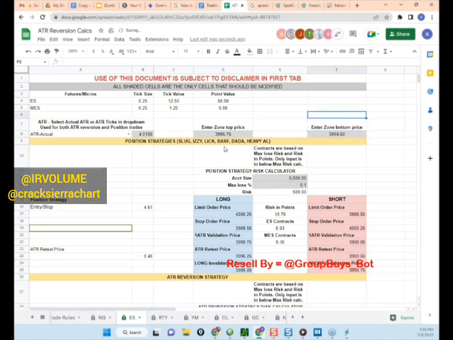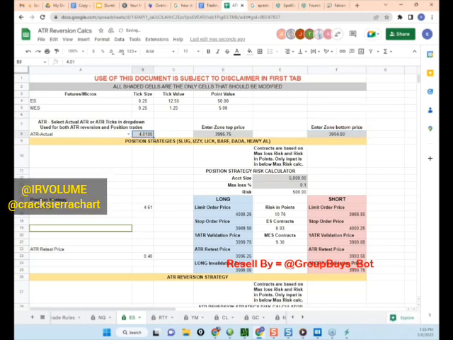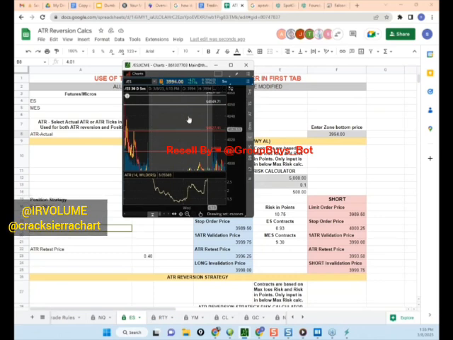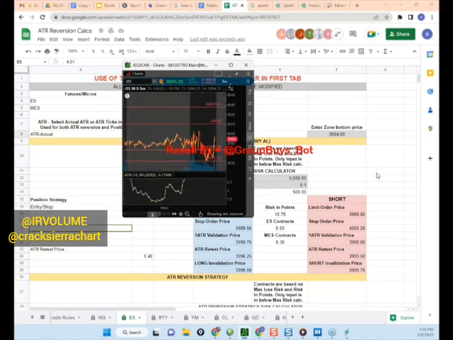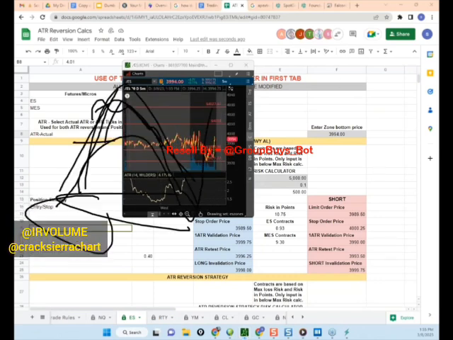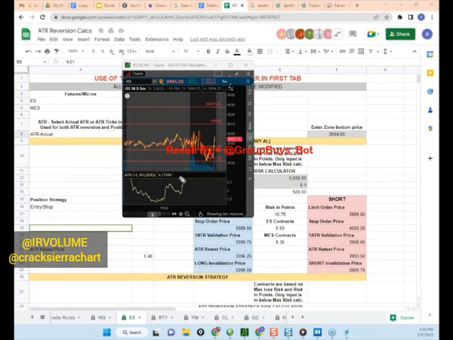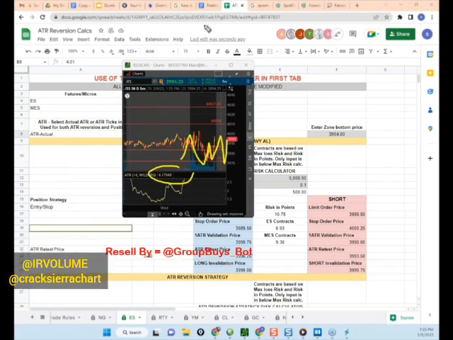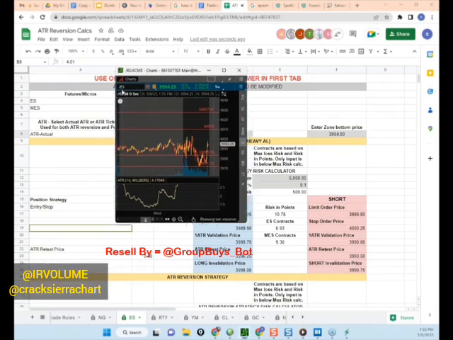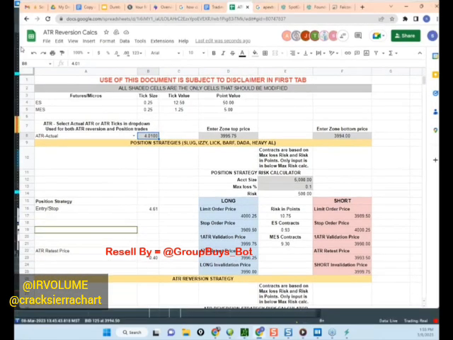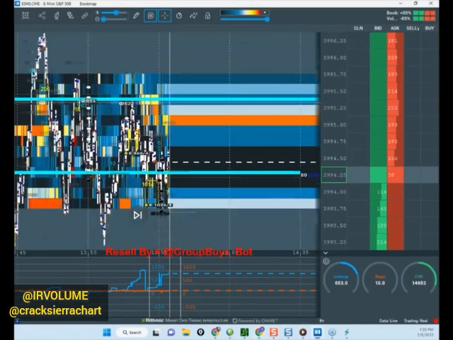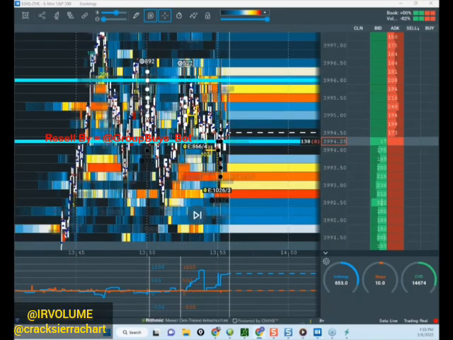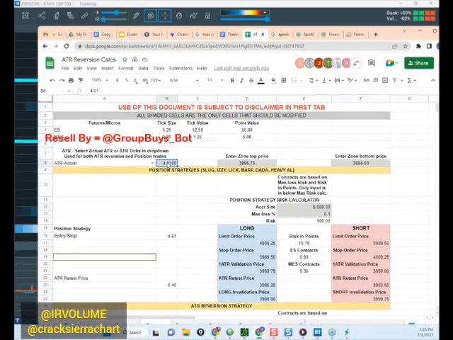3994. That's the zone. Now I look at my ATR. I'm using a 14 period. This is just a default Thinkorswim 5-minute chart, a 14 period Wilders on Thinkorswim. 4.17. That's just saying this market is rotating on average 4 points every 5 minutes. So then I come over here. If you want to read more about ATR, Google Wilders ATR. Read all about it. And I put this in, 4.17.